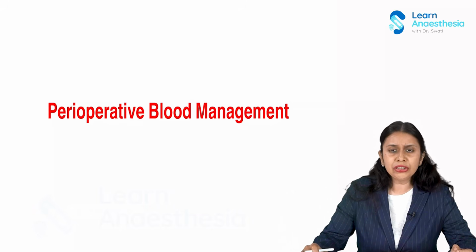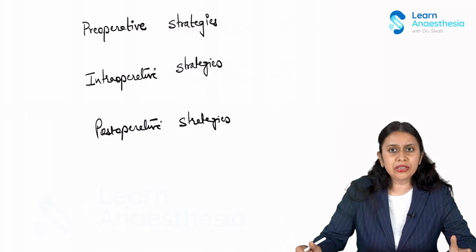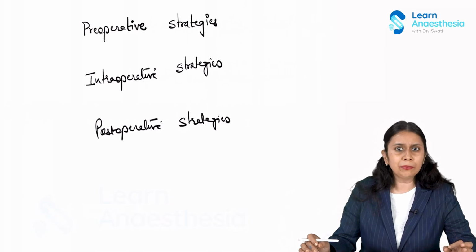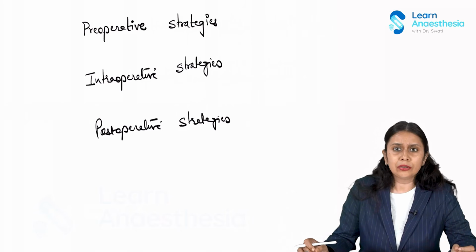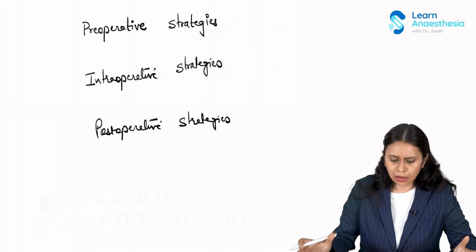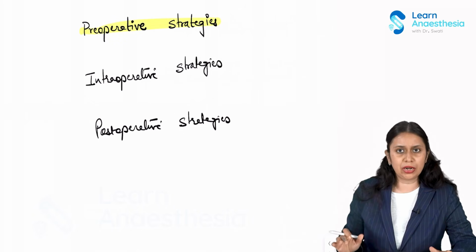So the strategies for perioperative blood management can be divided into three broad divisions: strategies which we implement in the pre-op period, strategies which we implement in intra-op, and strategies which we implement in the post-op period. Studies have shown that if we implement all the suggested strategies throughout the perioperative period, it improves overall outcome and is also cost saving for the patient, right? So let us start our discussion with the preoperative strategies.